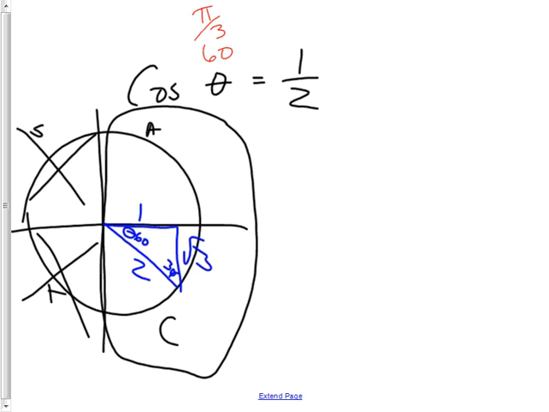but it's not 60. You can't say the answer is 60. We already said that one. It's all the way around here. So it's 360 minus the 60. So did you say 300? Raise your hand if you had 300.